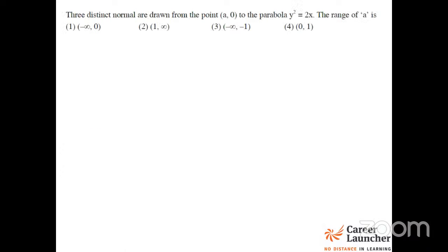Right? See the first question. The question is saying that three distinct normals are drawn from the point (a, 0) to the parabola y squared is equal to 2x. The range of a is, right? Now from a point we are drawing three distinct normals. So let the slope of the normal be m. Now what will be the equation of the normal having slope m? It will be of the form y is equal to mx minus 2am minus am cube, right?